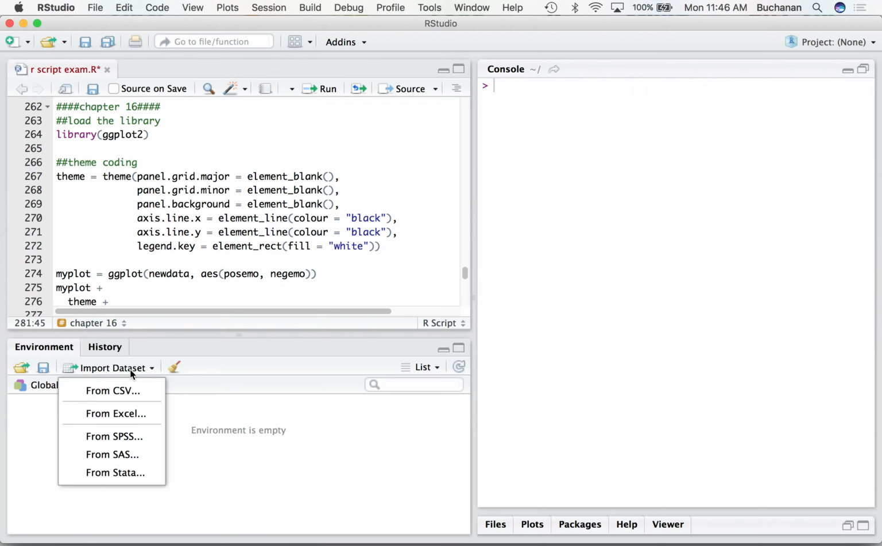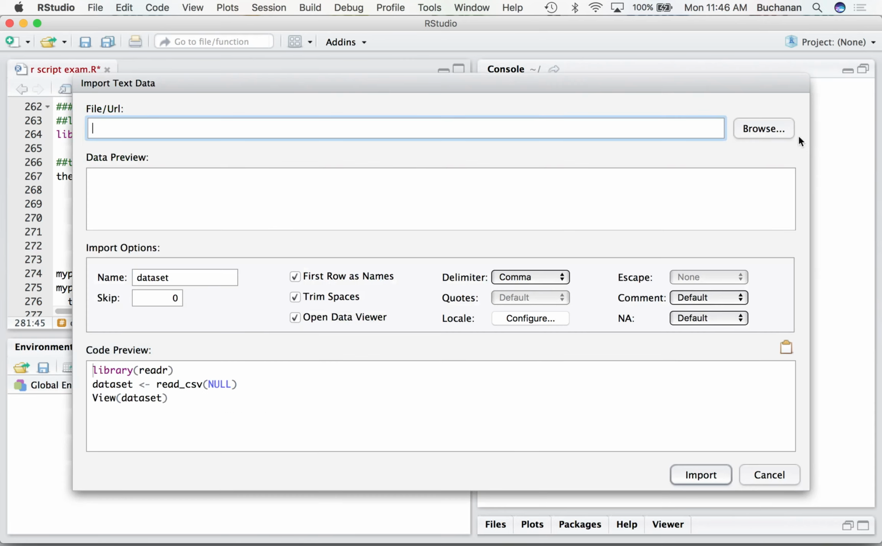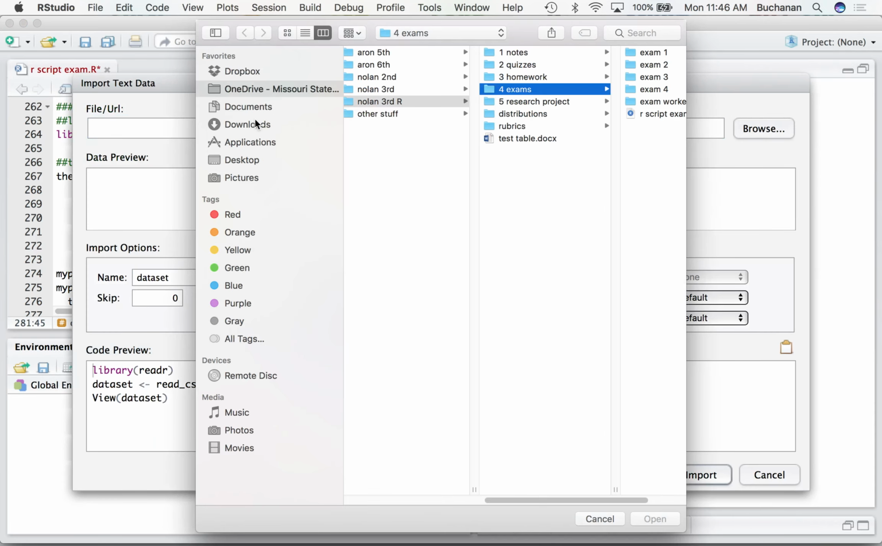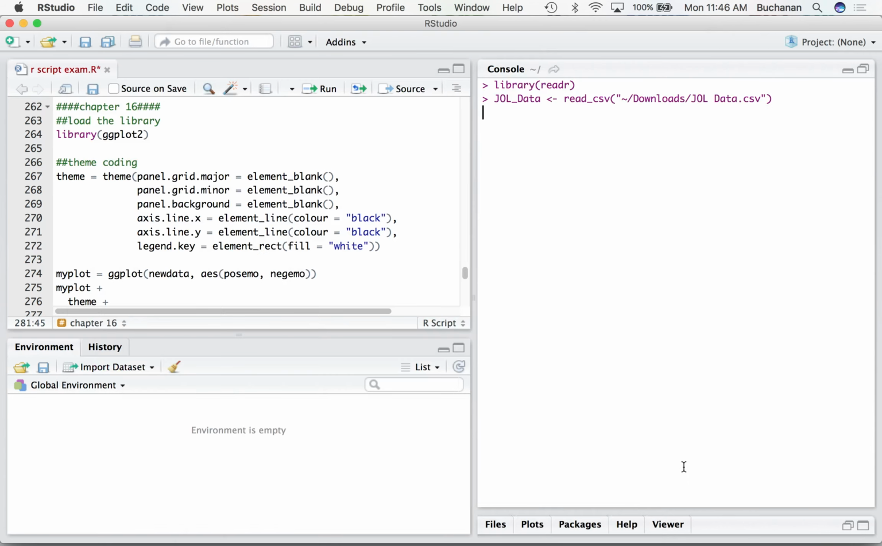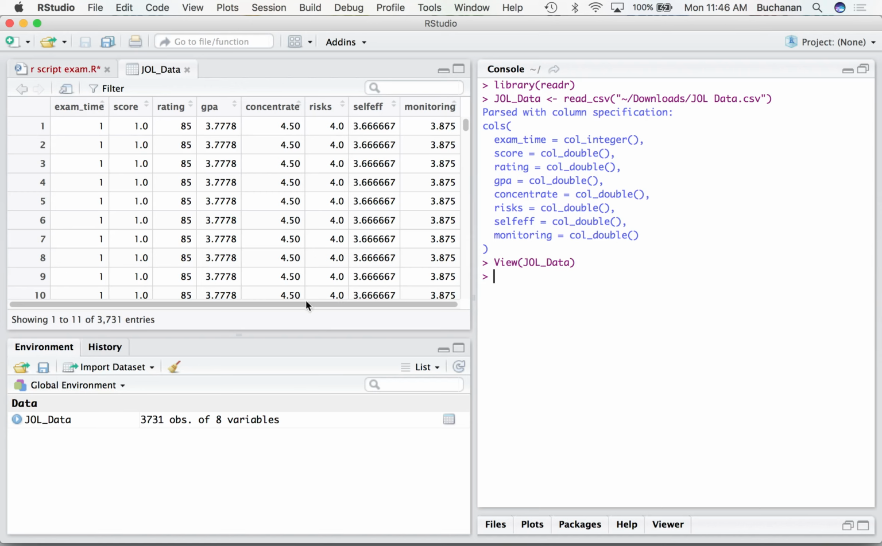what happens when you have one predictor versus multiple predictors. So we use the same data set I used for the chapter 15 examples. So I'm going to reload my judgments of learning data. And so we have a ton of different observations, and we're looking at their score on their exam. That's going to be our dependent variable.